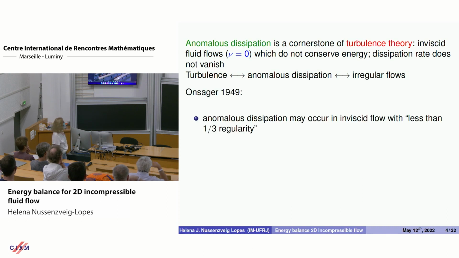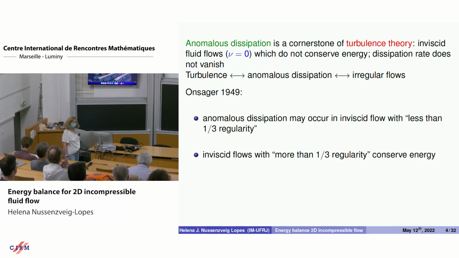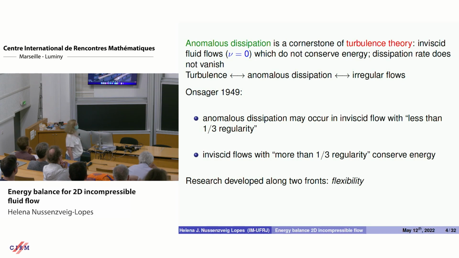In 1949, Lars Onsager conjectured that anomalous dissipation could happen for inviscid fluid flows with less than a third derivative, third regularity in some sense, and that inviscid flows with more than a third derivative do conserve kinetic energy. And research on the Onsager conjecture developed along two different fronts, flexibility and rigidity. Okay, so let me give you a very brief history of this problem, which has been, quote, completely solved, unquote.